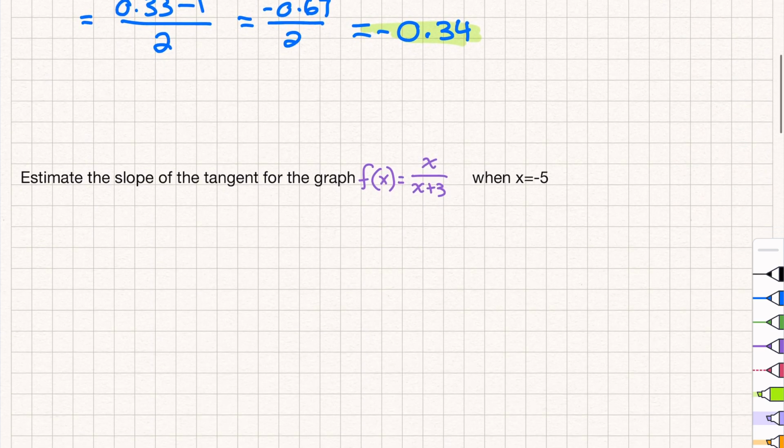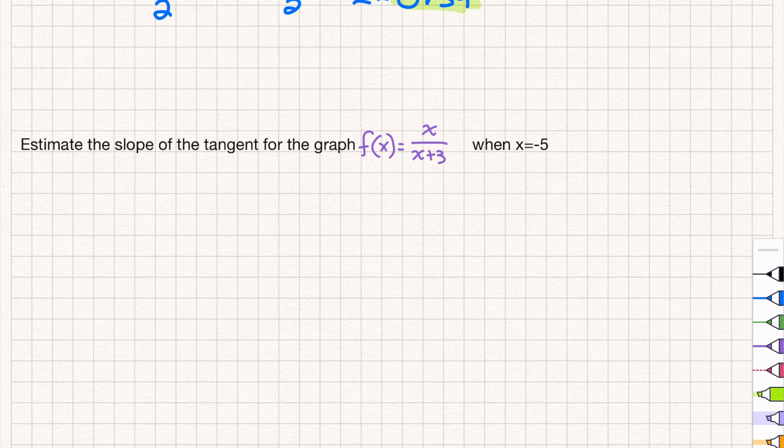This time we're going to estimate the slope of the tangent for the following graph. We have f(x) = x over x plus 3, and I want to know what is the slope of the tangent when x is equal to -5.